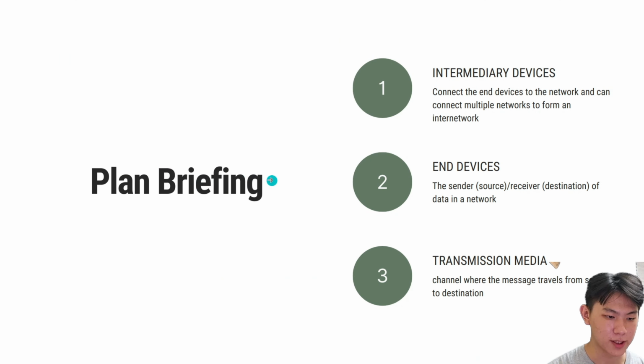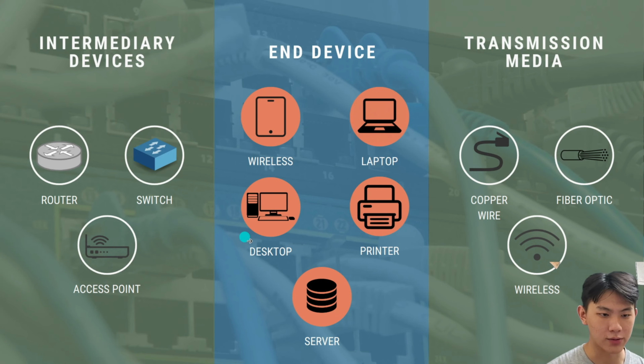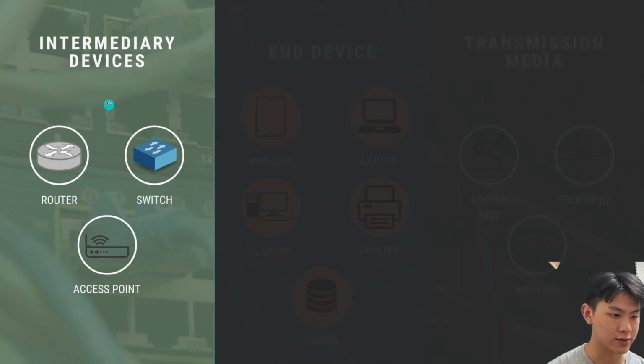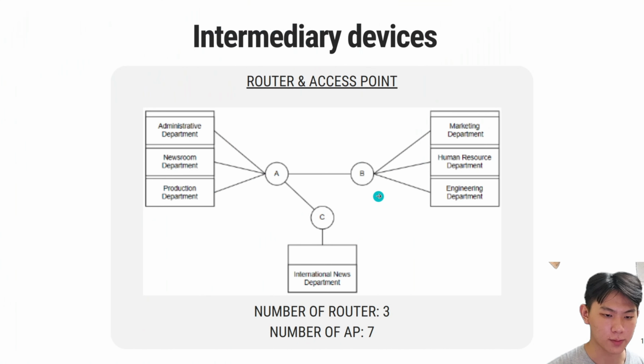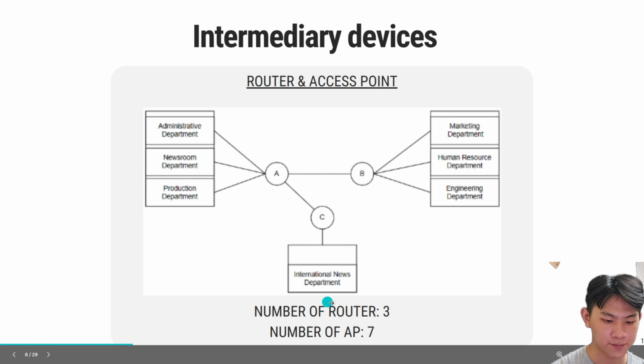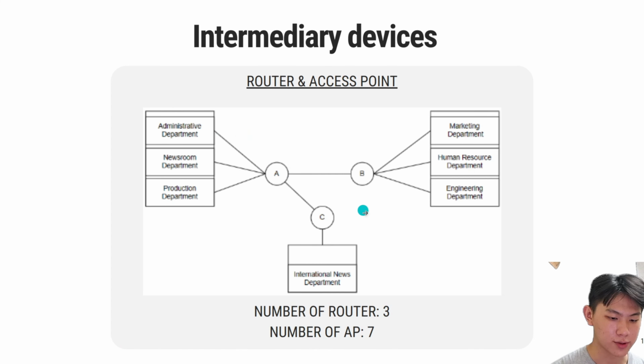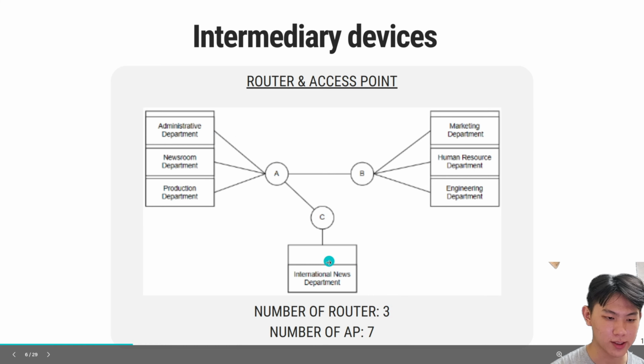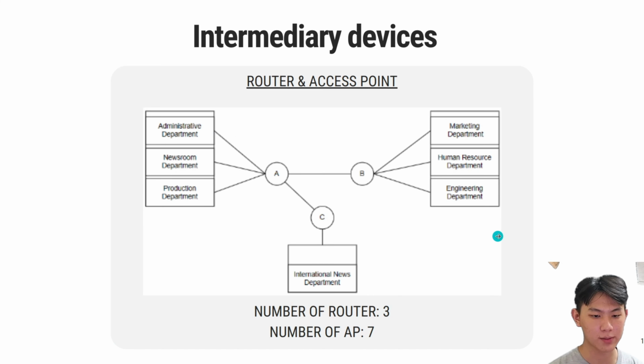Now I will talk about the planning of the network topology. To form a network, there are 3 necessary elements, which are intermediary device, end device, and transmission media. And these are the devices that we implement in our network topology. But now I will first focus on the intermediary devices, which are router, switch, and access point. From the illustration of the problem we showed just now, we decide that each location owns 1 router, so the number of routers in this network topology is 3. We also design that each department contains 1 access point, so the number of access points in this network topology is 7, because there are 7 departments.